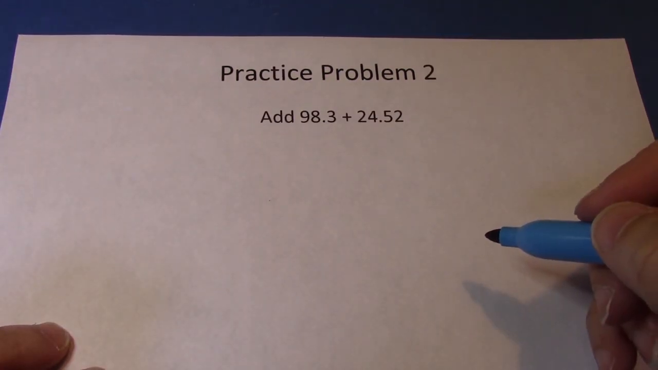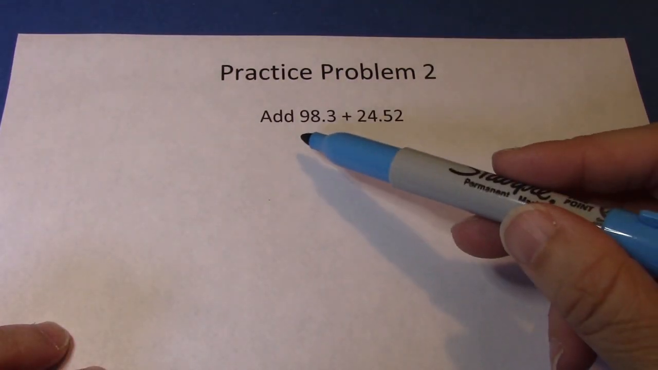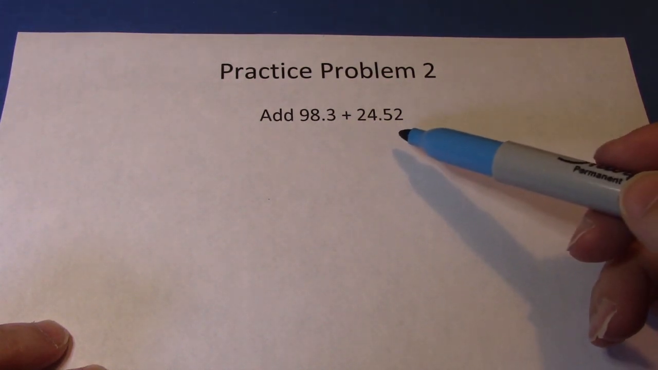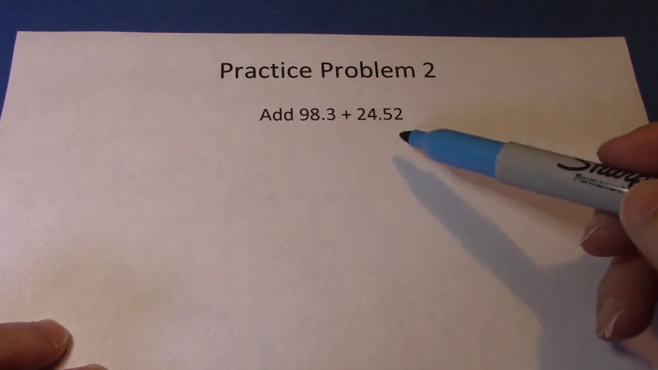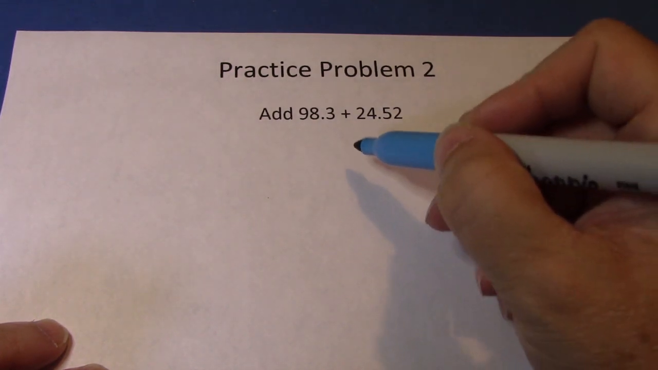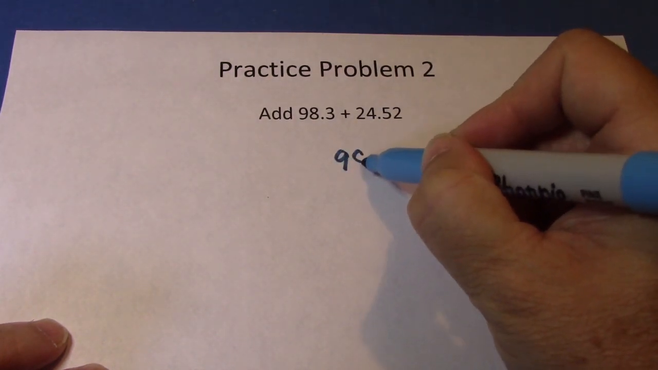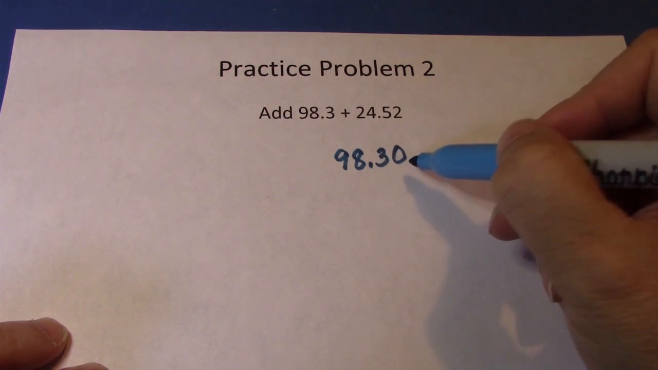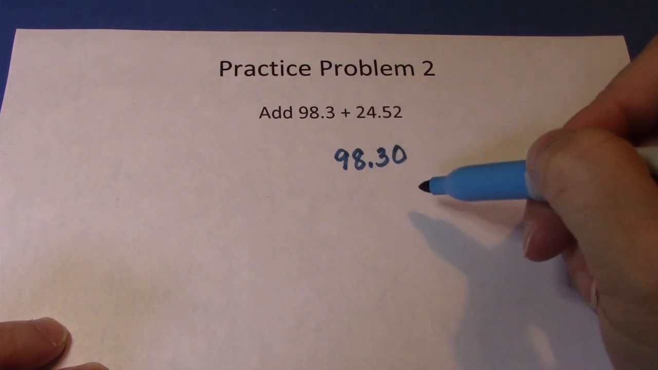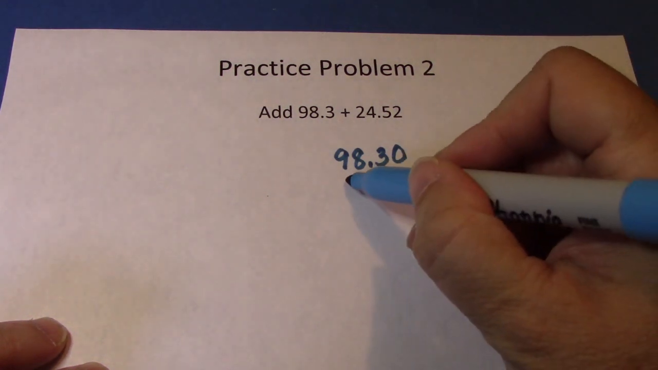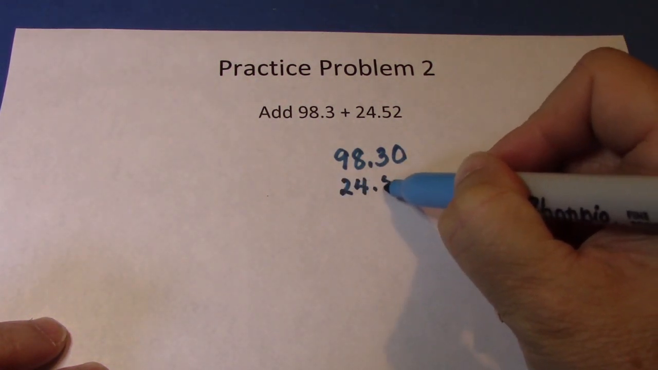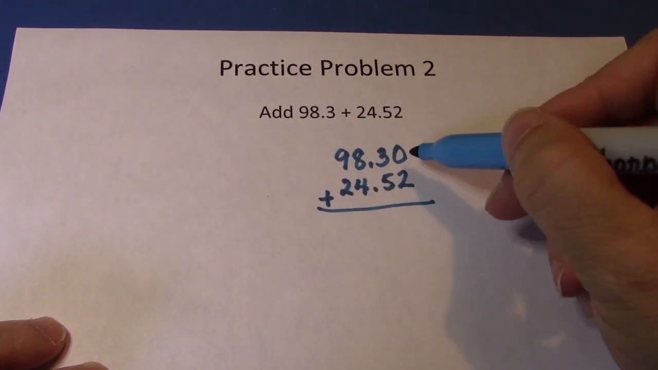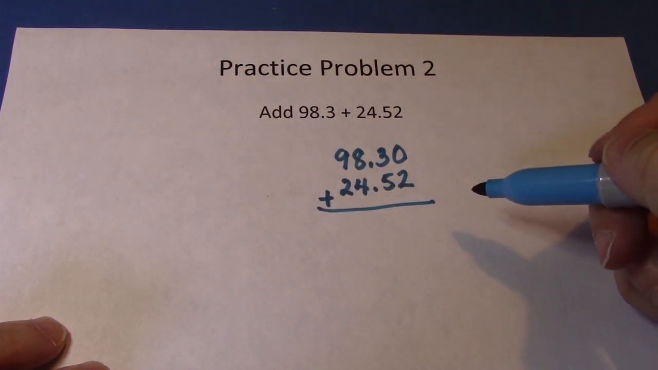Problem 2 is an addition with some decimals. We're going to add 98 and 3/10 plus 24 and 52 hundredths. Tenths and hundredths, so we need everything to have hundredths. So let's fill out a decimal place here with a 0 to keep that placeholder for the hundredths so that we can line everything up. There we go. Decimals lined up, same number of decimal places after.